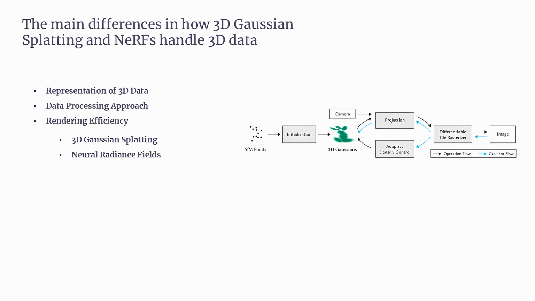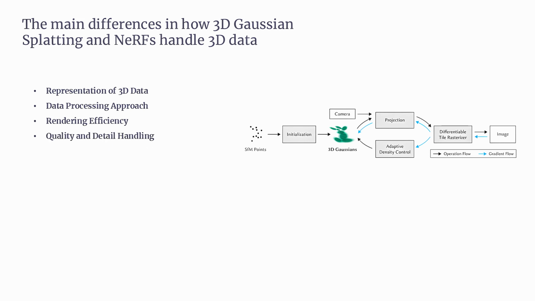For neural radiance fields, NeRFs tend to have longer rendering times. This is because the neural network needs to evaluate each ray during rendering, which can be time-consuming. As a result, NeRFs are typically not suitable for real-time applications.